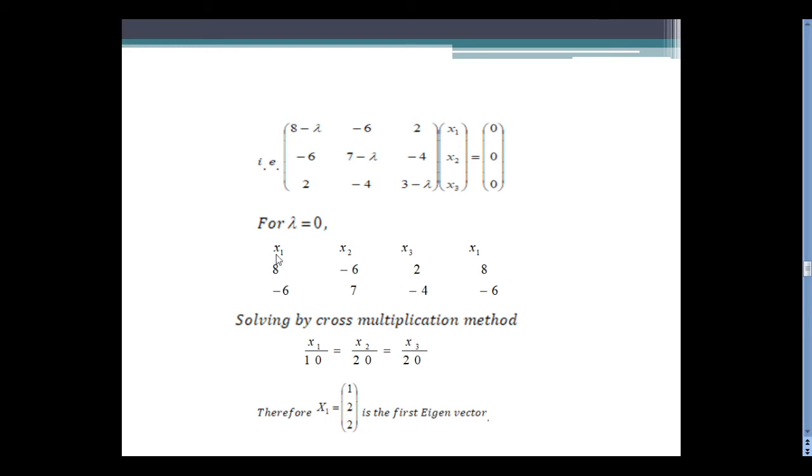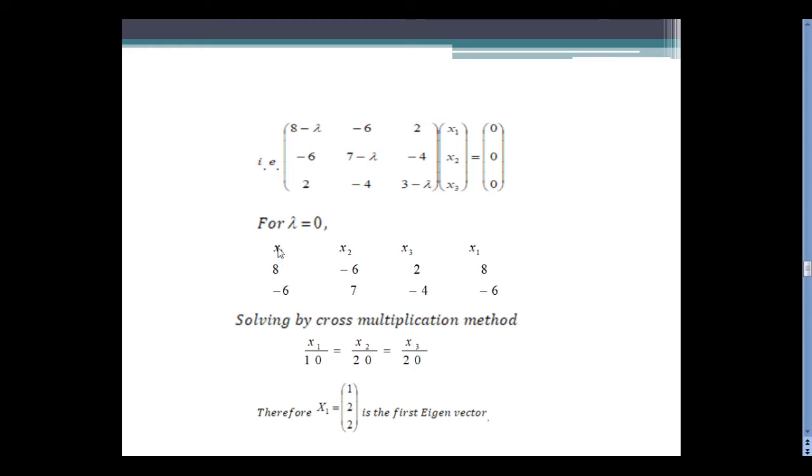Now for x1 we have to consider the next two columns, x2 and x3. For x2 we have to consider x3 and x1. Then for x3 we have to take x1 and x2. So for x1 write down x1 divided by, x2 divided by, x3 divided by.